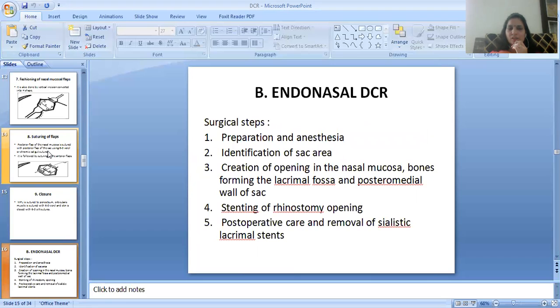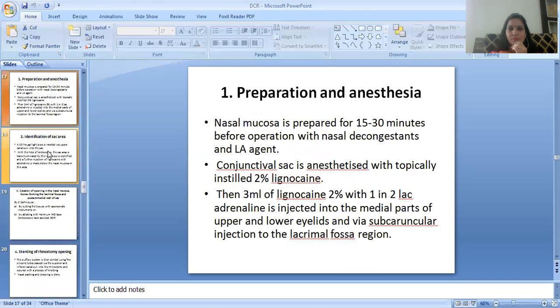Second surgery of DCR is the endonasal DCR. The surgical steps are: first, preparation and anesthesia; second, identification of sac area; third, creation of opening in the nasal mucosa, bones forming the lacrimal fossa, and posteromedial wall of sac. Fourth step is the stenting of rhinostomy opening, and fifth step is the post-operative care and removal of canalicular lacrimal stents. First step is preparation and anesthesia.